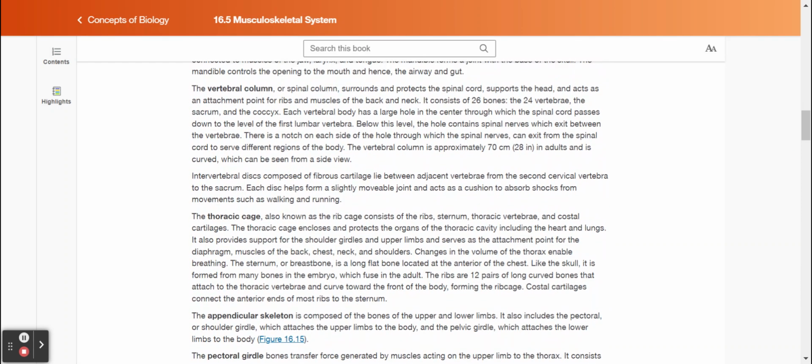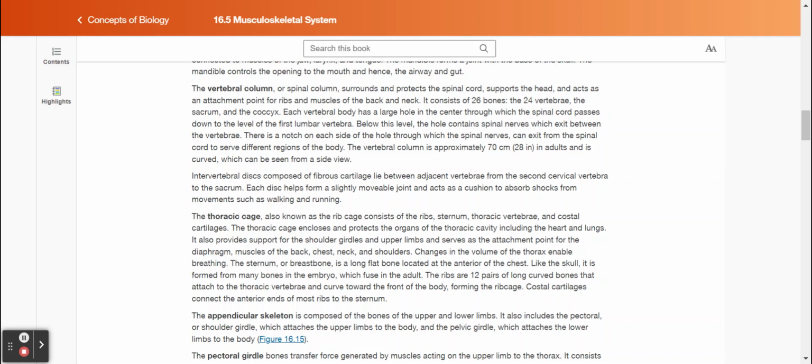The vertebral column, or spinal column, surrounds and protects the spinal cord, supports the head, and acts as an attachment point for ribs and muscles of the back and neck. It consists of 26 bones, the 24 vertebrae, the sacrum, and the coccyx. Each vertebral body has a large hole in the center through which the spinal cord passes down to the level of the first lumbar vertebra.